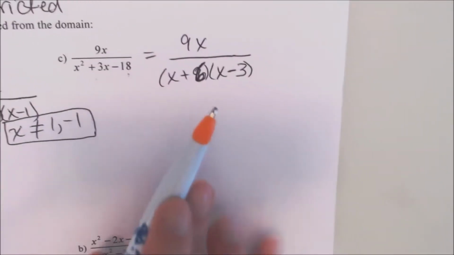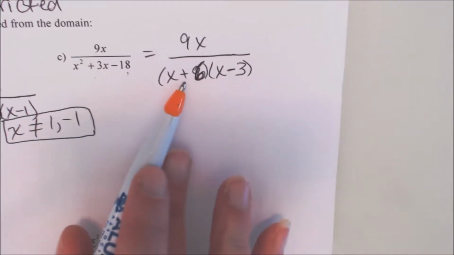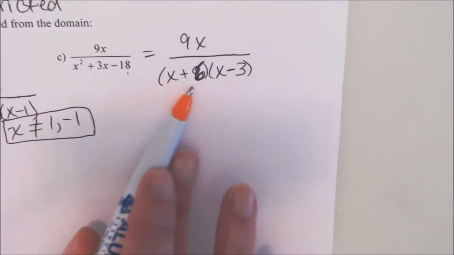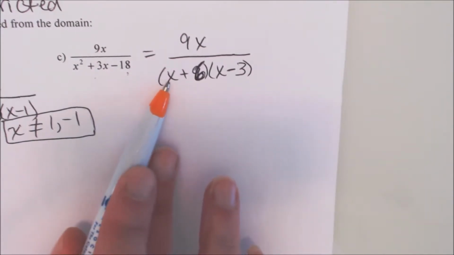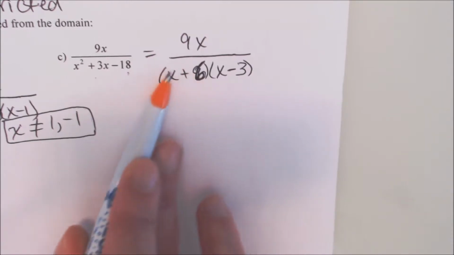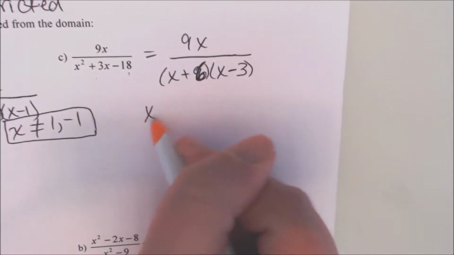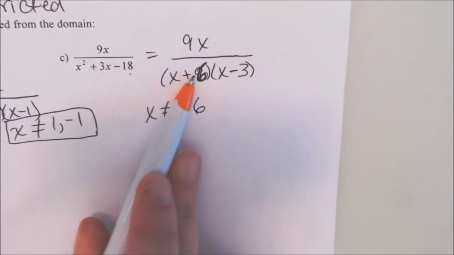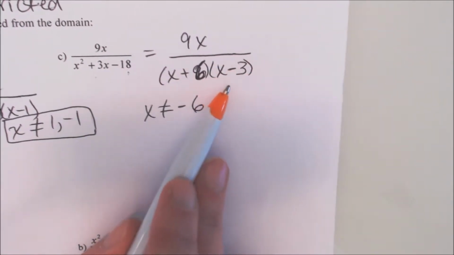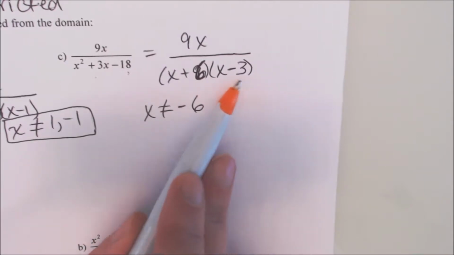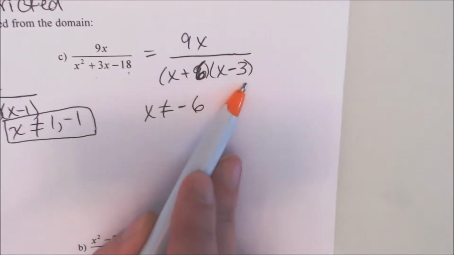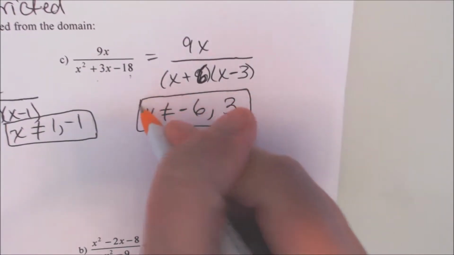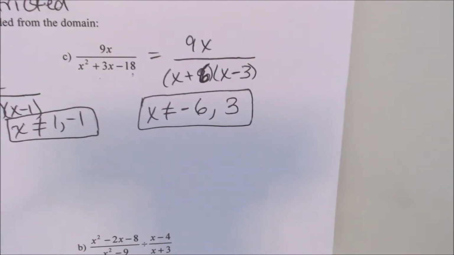Now to figure out where the restricted values would be, I'm going to think about what would make each of these factors a 0. In other words, x plus 6. What would x have to be in order for that to be a 0? Hopefully you see that that would be negative 6, because negative 6 plus 6 is 0. What about the other expression, x minus 3? What would x have to be to make that a 0? That would be positive 3. So again, we have two restricted values. X cannot equal negative 6 or positive 3.